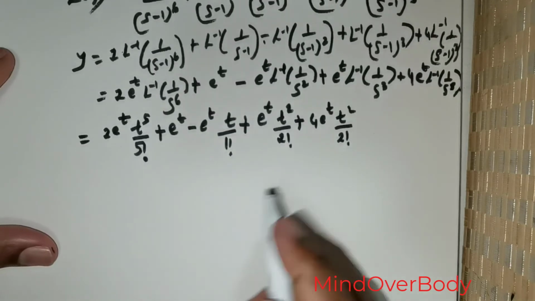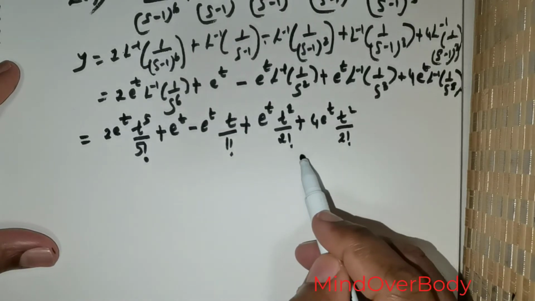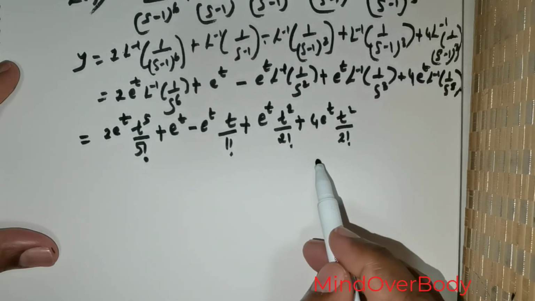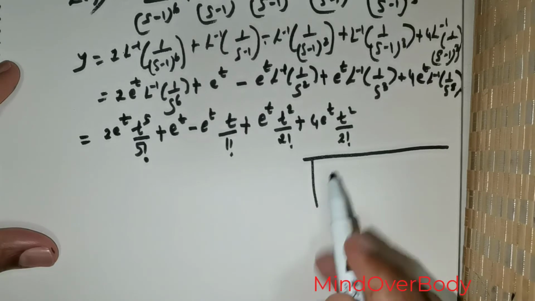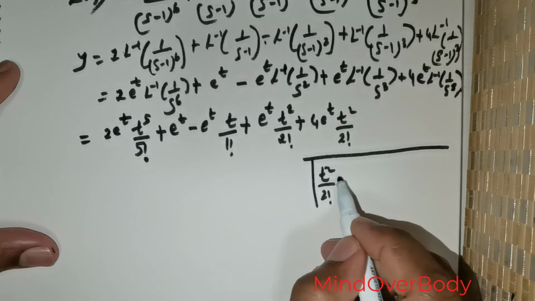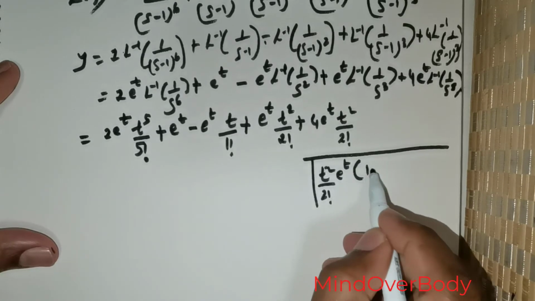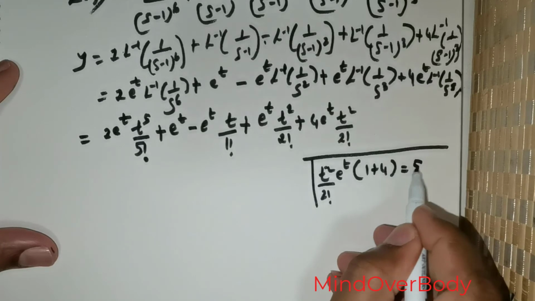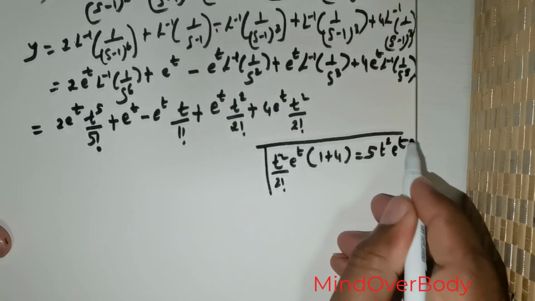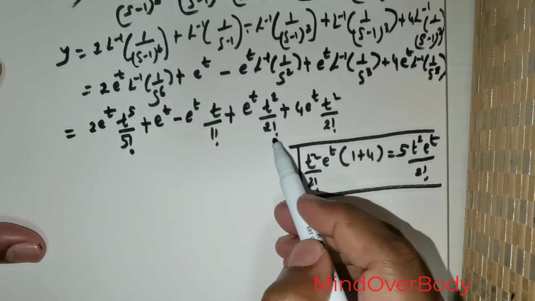Now we can do the simplification. Now we can add these two things together, right? If I take t squared out and 2 factorial out, and take e^t out, this is going to be 1 positive 4, which is going to be 5 times t squared e^t divided by 2 factorial. So this one is taken care of.